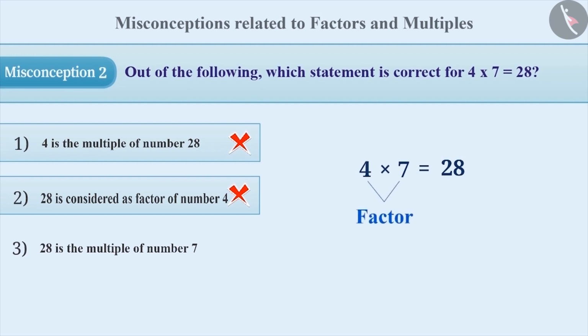Multiple is the outcome of the product of the factors. If we write 4 multiplied by 7 is equal to 28, which means 4 and 7 are the factors of 28 and 28 is the multiple of 4 and 7. Therefore, the correct answer is option 3. 28 is the multiple of number 7.